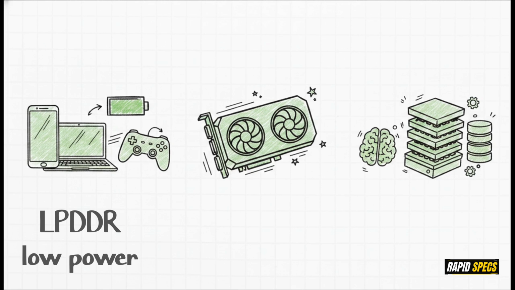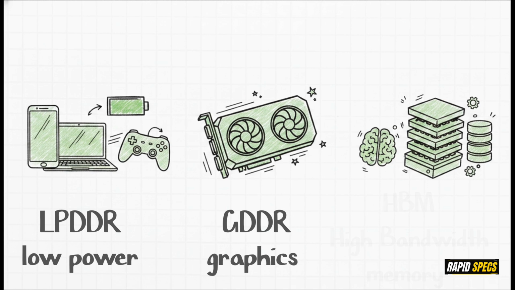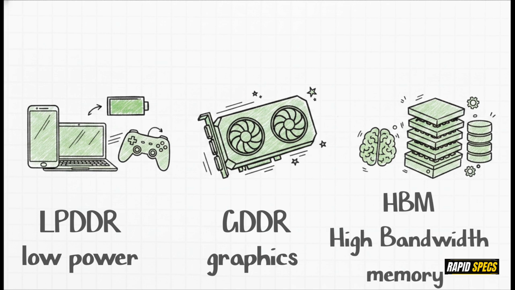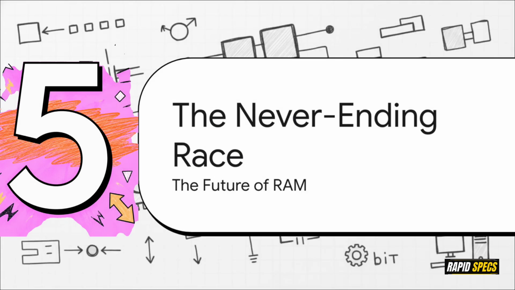If you're a gamer, your graphics card has to calculate thousands of pixels all at once, so it uses GDDR, graphics DDR, delivering massive bandwidth for smooth gameplay. And if you're running heavy AI models or crazy scientific simulations, you use HBM, or high bandwidth memory. This literally stacks memory chips vertically on top of each other to create an extremely wide path for data, all while staying power efficient. And finally, Part 5, the never-ending race, the future of RAM.